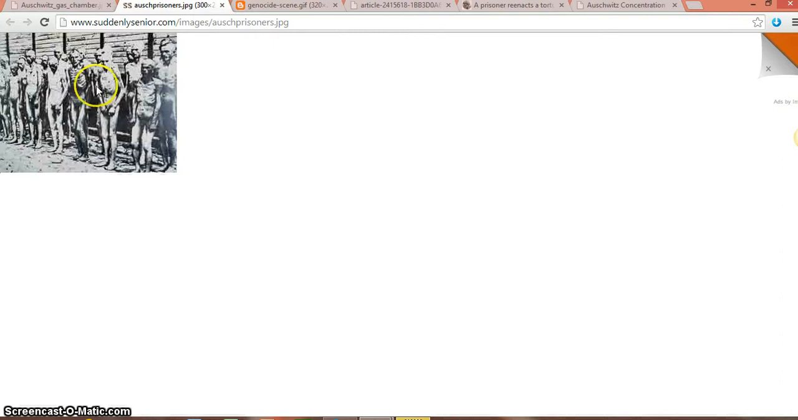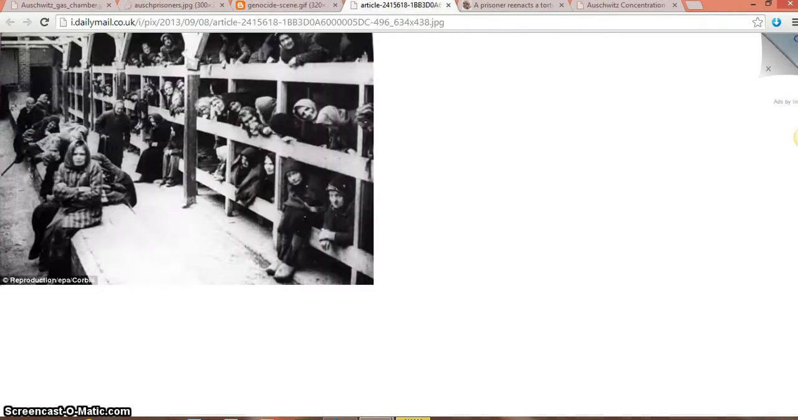This is a picture of some prisoners in the camp. This shows you that they were not fed well, and they were dying by starvation. There were lots of types of torture and execution. This was one of the main ways of getting executed, by getting hung up.